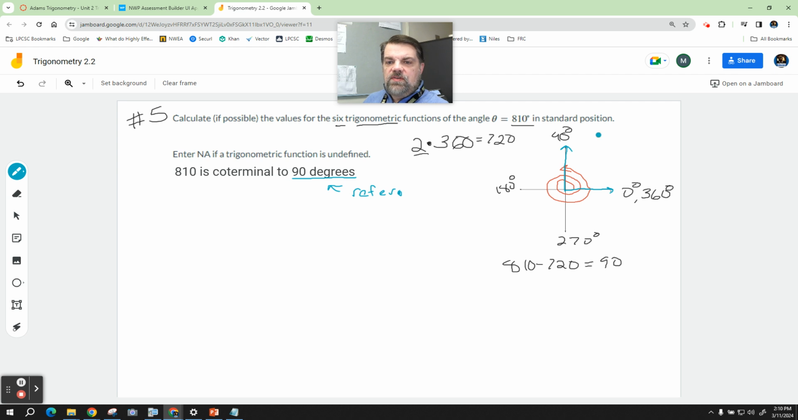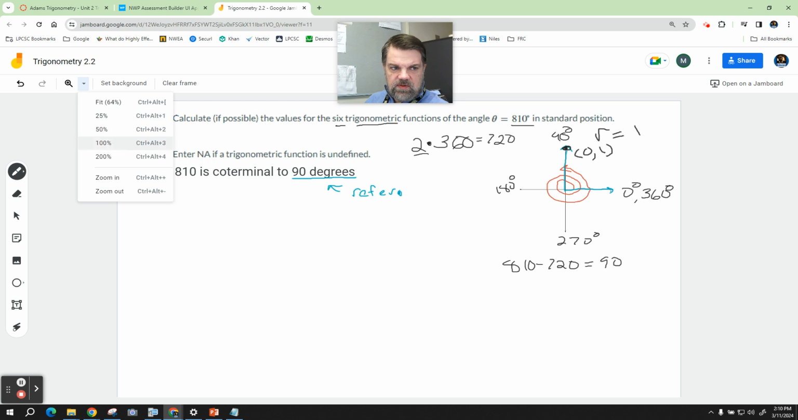And so then this has an x and a y value, but on the unit circle, if my radius is equal to 1, what's the value of this dot right here? Yeah, the x value is 0 and the y value is 1. So then it's pretty easy from there.